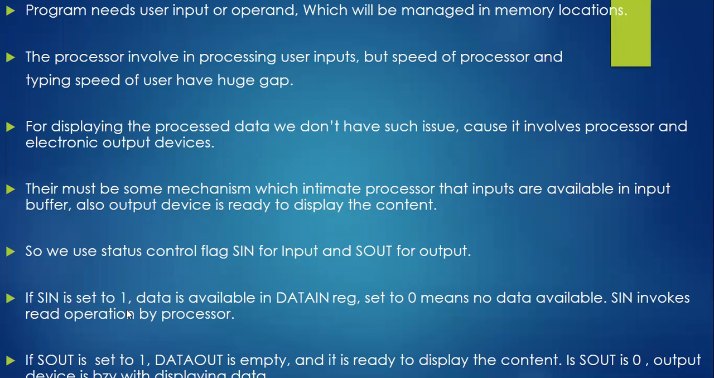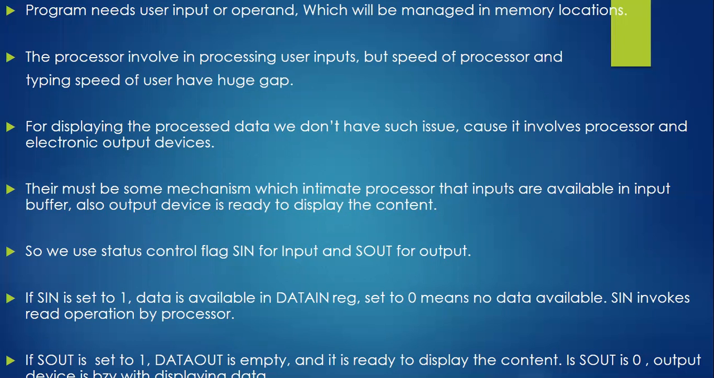Now we'll see. If S in is set to 1, data is available in the data in register. Remember this properly. If the input flag S in is set to 1, it means that data is available in the data in register. Or else, we have one more condition: if it is set to 0, it means no data is available. If it is set to 1, data is available in the data in register. If it is set to 0, data is not available in the data in register.